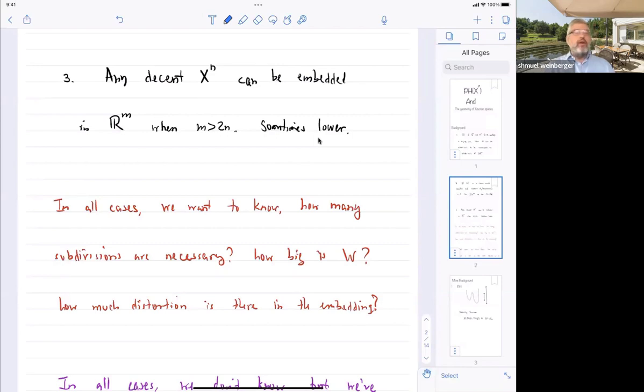You could ask, how distorted is the embedding, okay? And now versions of this are very important in algorithms.